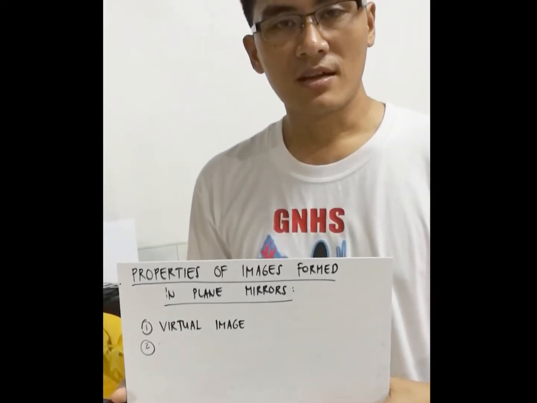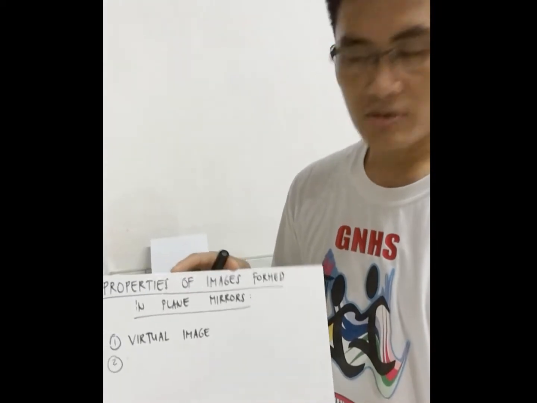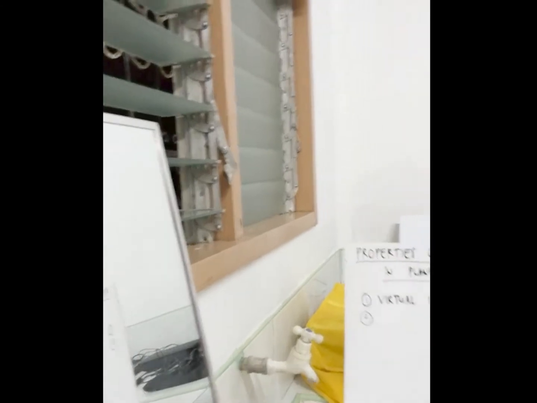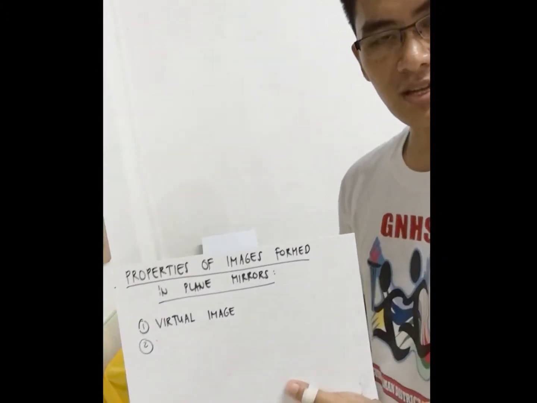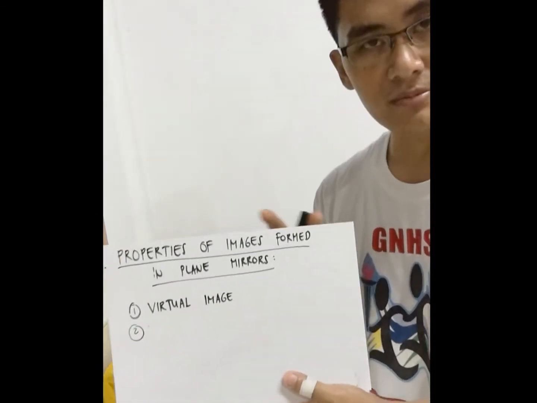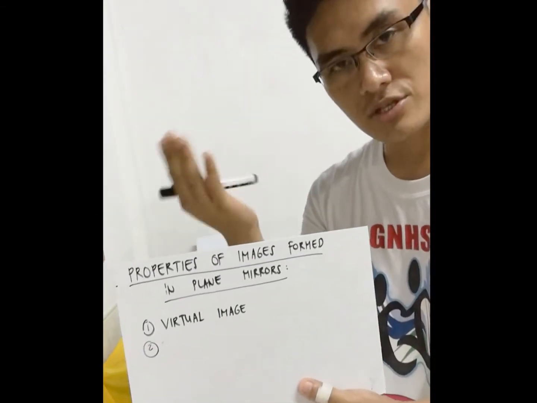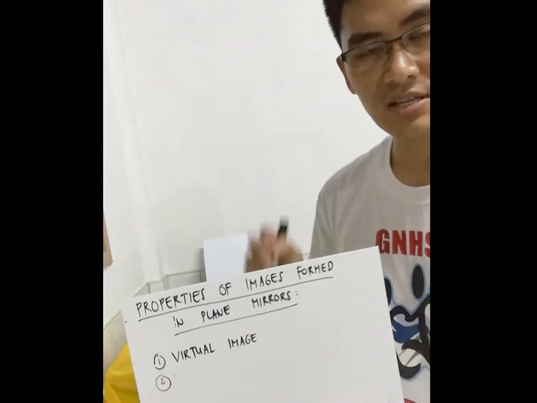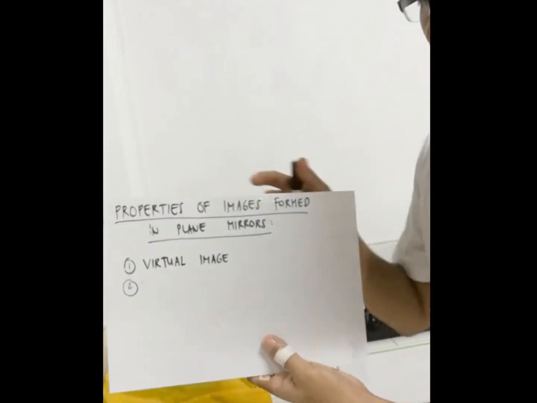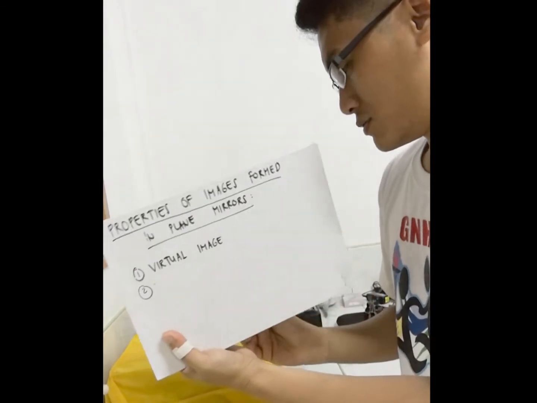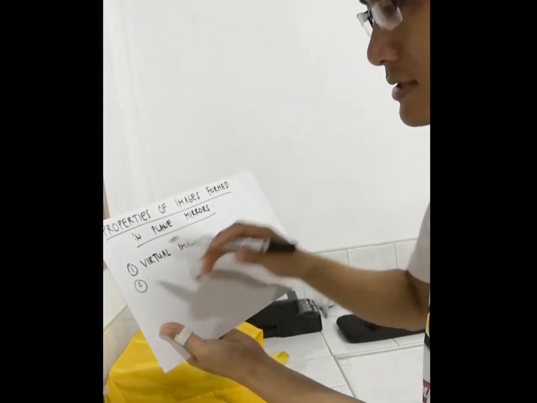Hello. So for today we are going to talk about properties of images formed in plane mirrors. The first one we already talked about in the last video. The image that is going to be formed is a virtual image, because again it's an image that is actually just imagined by your brain, or at least the location.